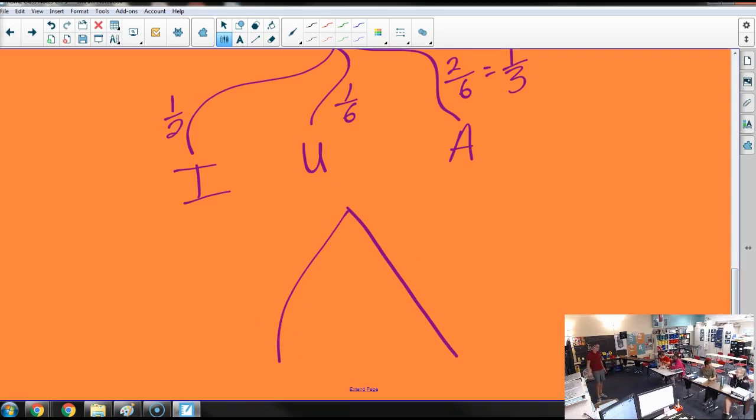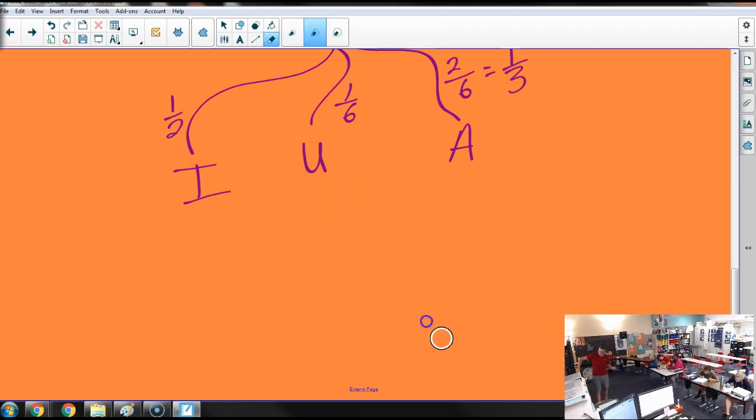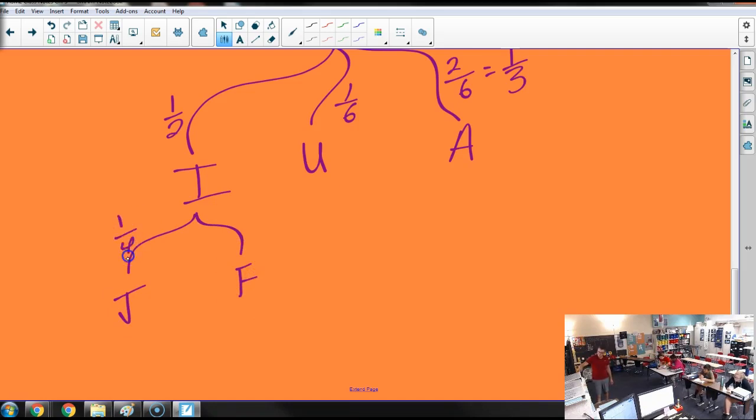Do we only have to draw that once? No, we have to draw it off each of them. So if we want to show T and F, T was 1/4, right? That does look like it.